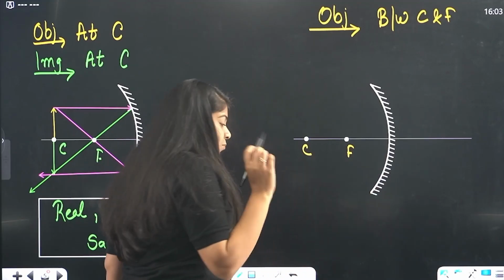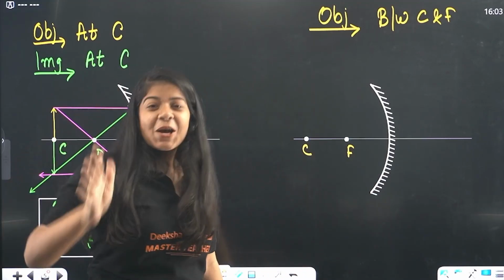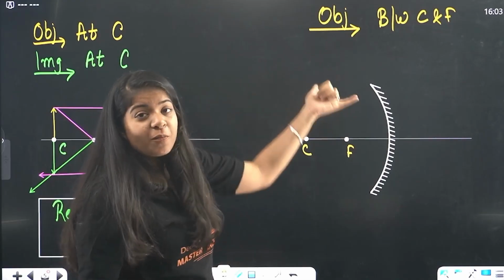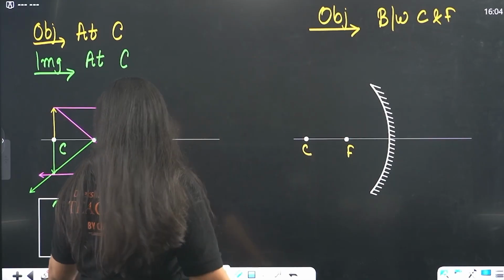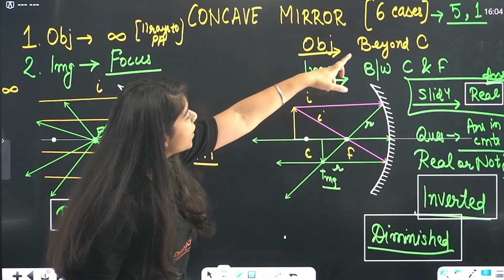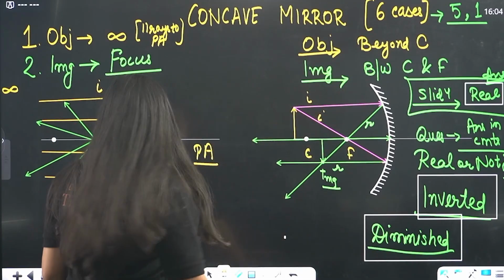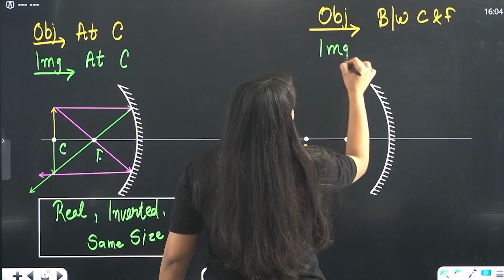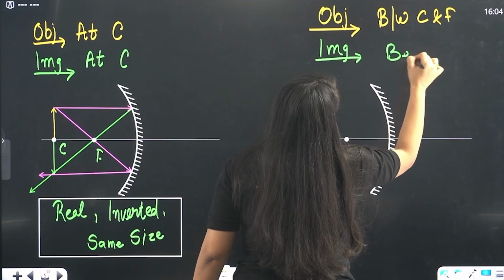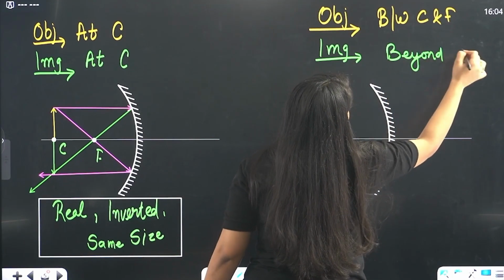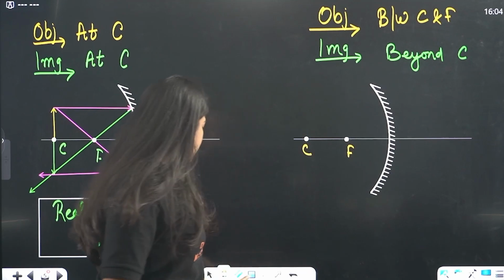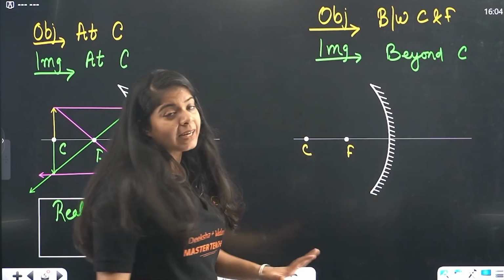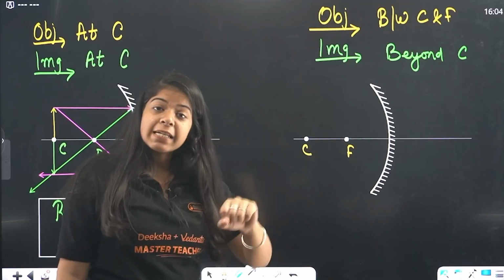Ma'am, remember, after the center of curvature, the image and the object reverse. When the object was beyond C, the image was between C and F. Now if the object is between C and F, the image will be beyond C. That's how much I expect you to learn. And I'll give you the trick to learn as well, don't worry, but first understand how to make these diagrams.